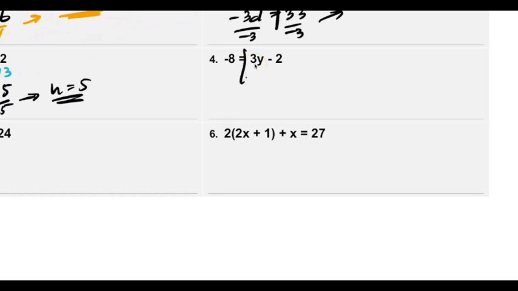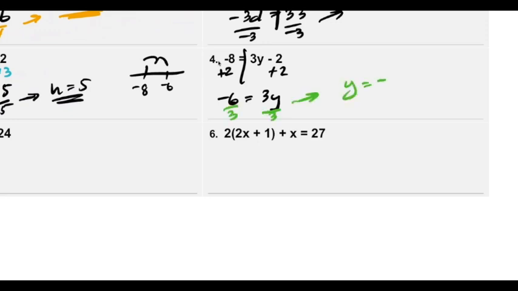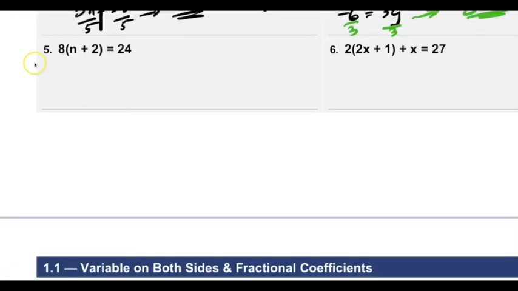Over here, we want to get the y by itself. So we're going to add 2 to both sides. That gets us negative 6. Negative 8 plus 2. So we're at negative 8. We're going to go right 2. So negative 6 equals 3y. Divide by 3, divide by 3. y equals negative 2.